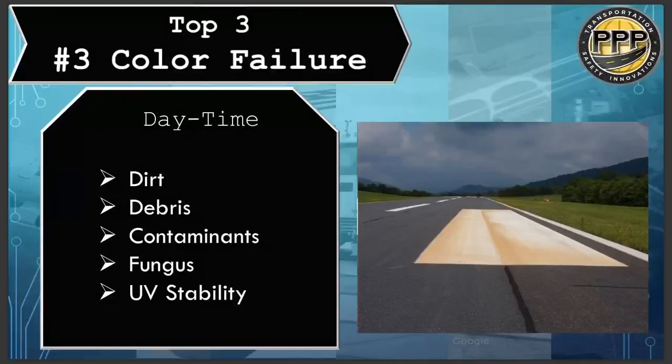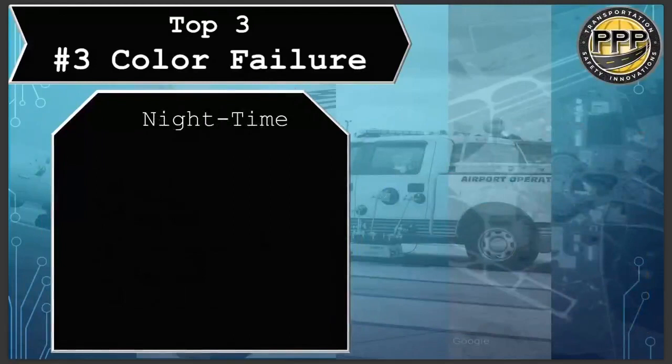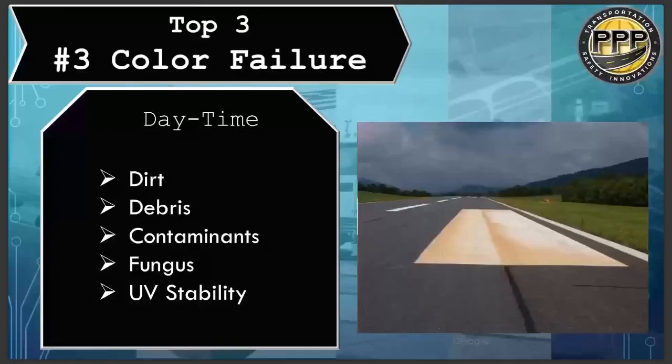Perhaps it's where we choose to build airports, maybe that. But the other big one that I think everyone on this call is familiar with is UV stability. When your reds turn pink and your yellows turn that, you know, creamy color, a lot of things can contribute to that. We'll show you a few more instances here of color failures on the airfield.